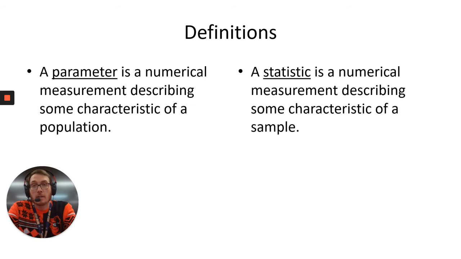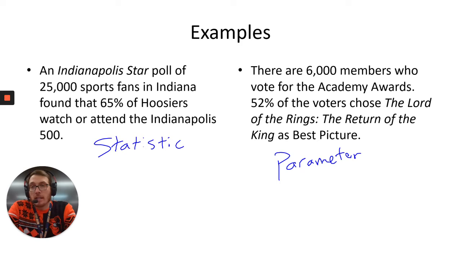In a statistic, we have a different type of test and possibly a different style of solution or conclusion to that situation. So for example, Indianapolis Star polls 25,000 sports fans, 65% plan to watch or attend the Indy 500. That's a statistic because I'm only sampling this group of sports fans. It's not all sports fans in the area. Second question, 6,000 members to vote for the Academy Awards for the Oscars. 52% chose Lord of the Rings, Return of the King as Best Picture the year that it won. That would be a parameter because the only group I care about is the 6,000 members that voted, which is all of them.